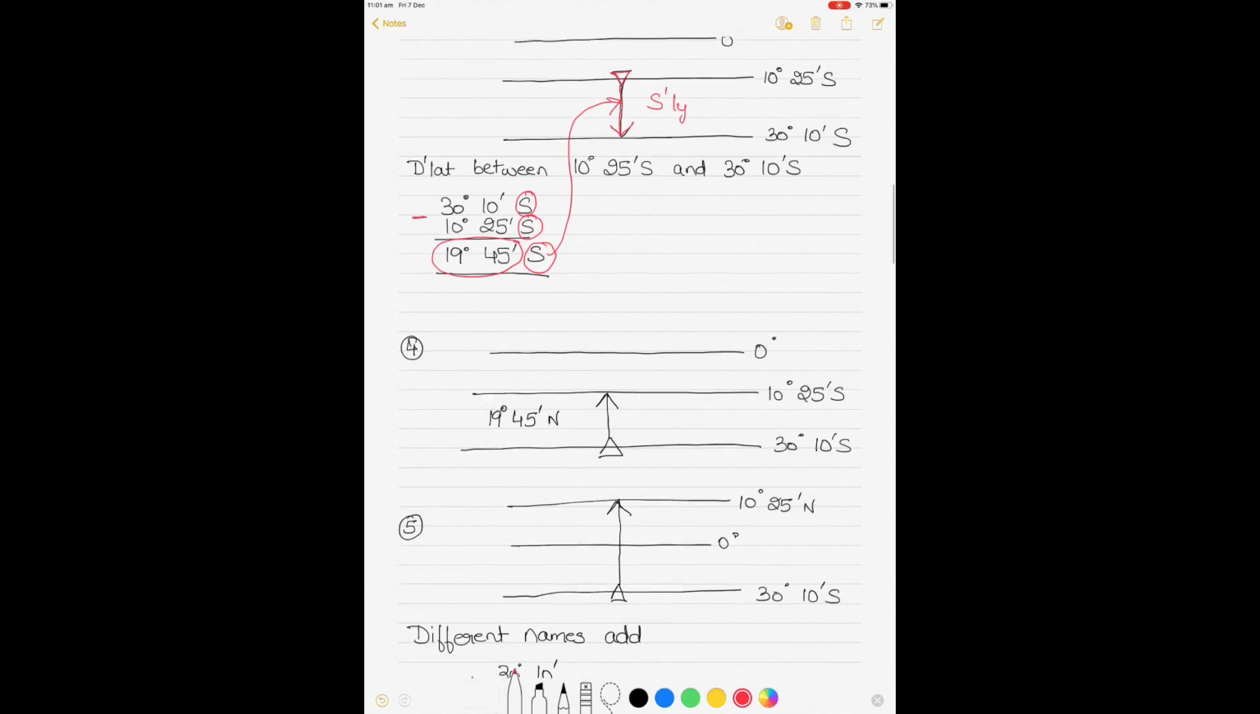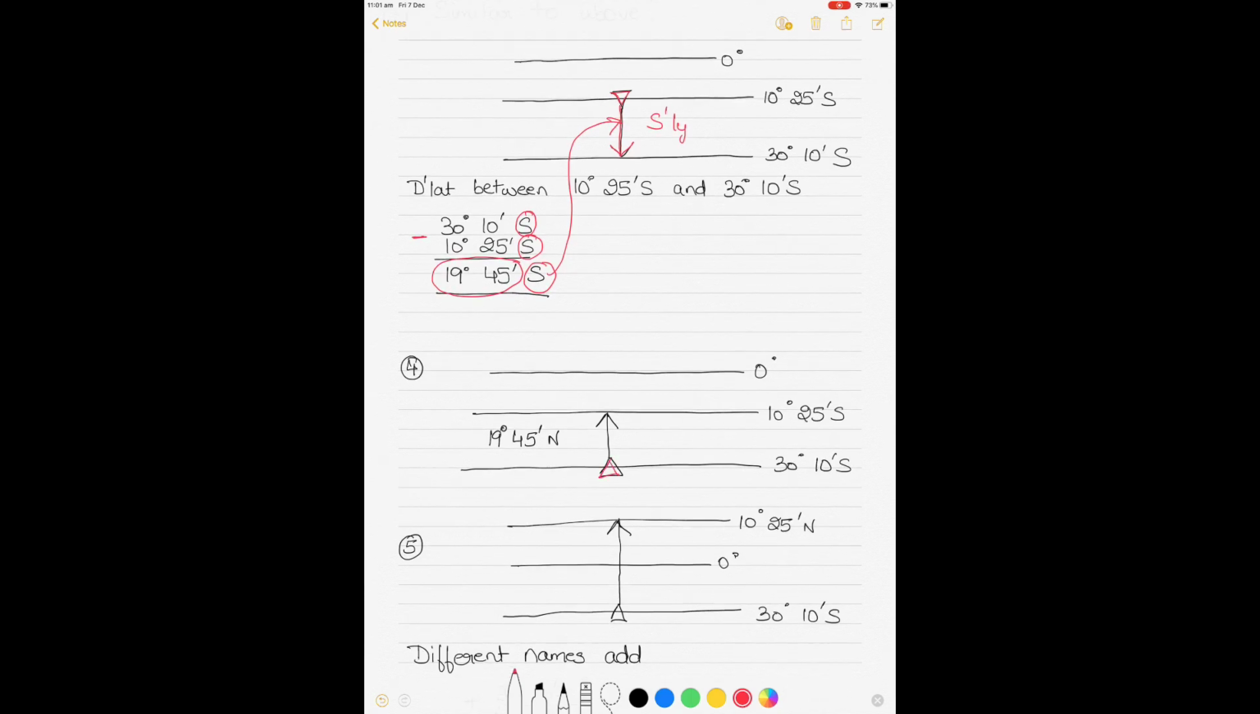If, on the other hand, the vessel was traveling from 30 degrees 10 minutes south to 10 degrees 25 minutes south, you can see the vessel is traveling in a northerly direction. You will again use the same rule: same names, subtract. You can subtract the smaller number from the bigger number in the calculator. The answer that you will get is 19 degrees and 45 minutes, but this time you name it north because, correct, the vessel is traveling in a northerly direction.